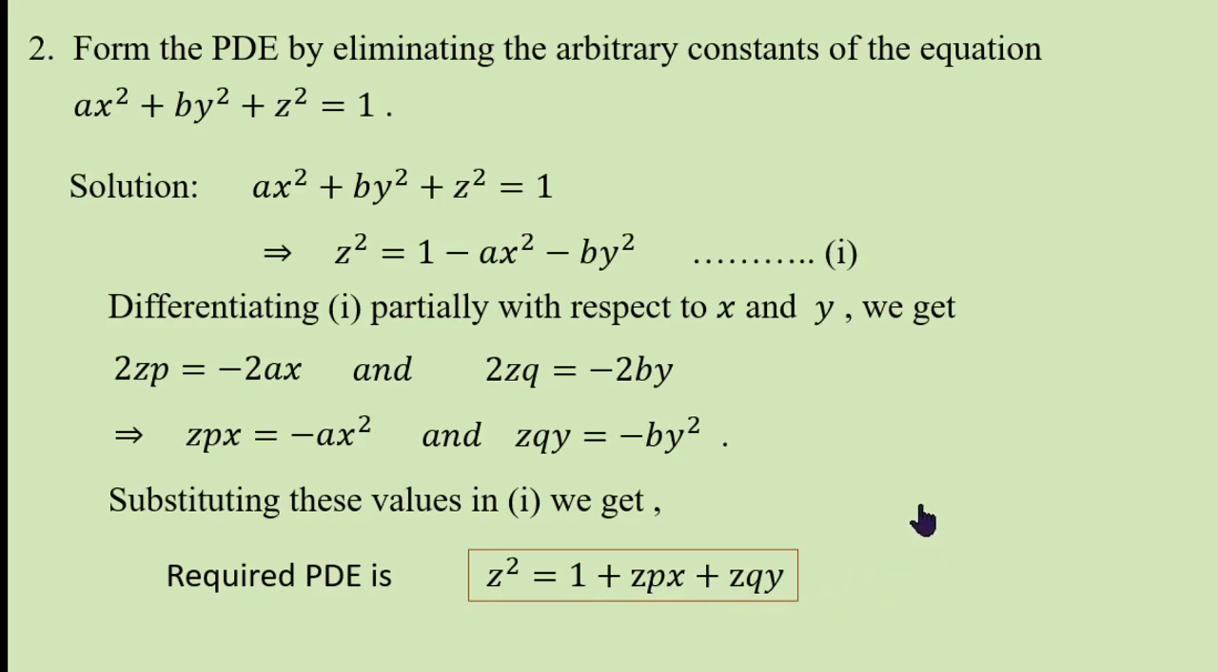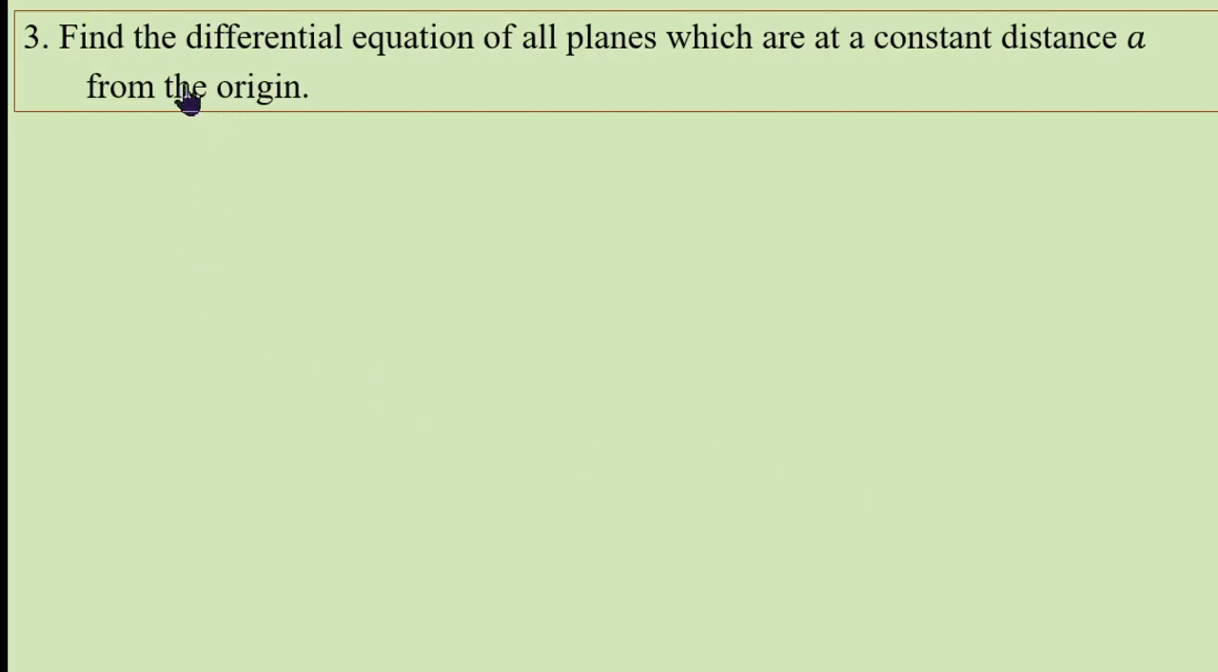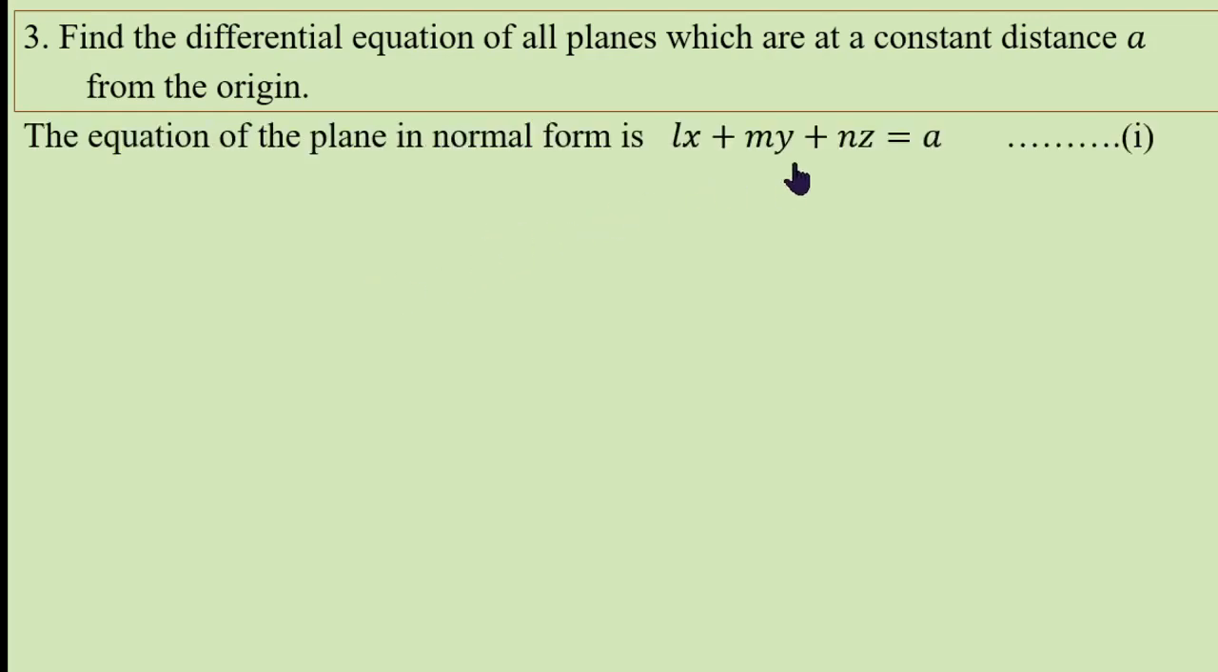One more example. Find the differential equation, that means PDE, of all planes which are at a constant distance a from the origin. So we know that the equation of the plane in normal form is lx plus my plus nz equal to a. A is the length of the perpendicular from the origin to the plane.